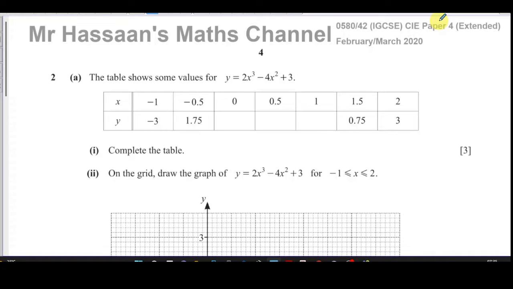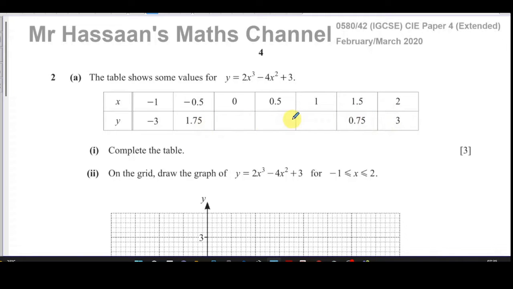This is the 0580 syllabus, and this question here is all about graphs of functions. Now, in this question, we have a function which is y equals 2x cubed minus 4x squared plus 3. And we have a table of values in which some of the values are not there.